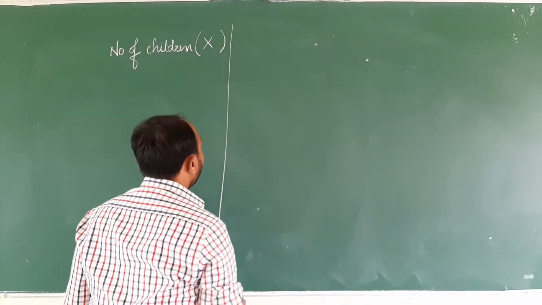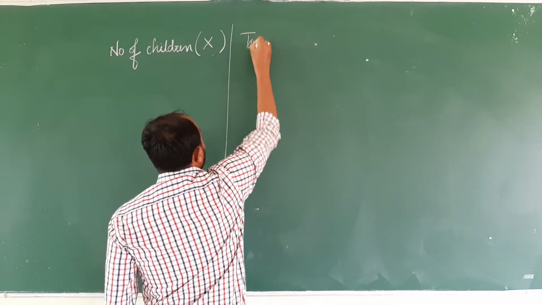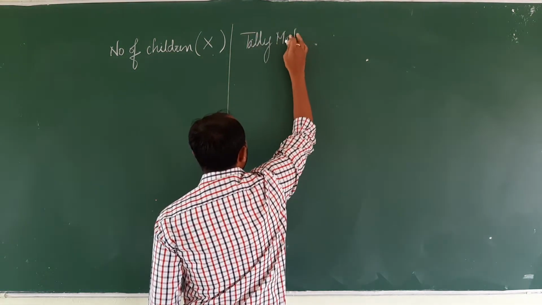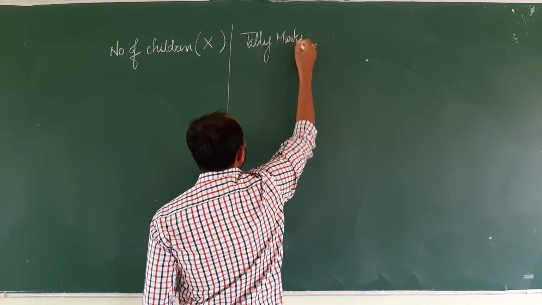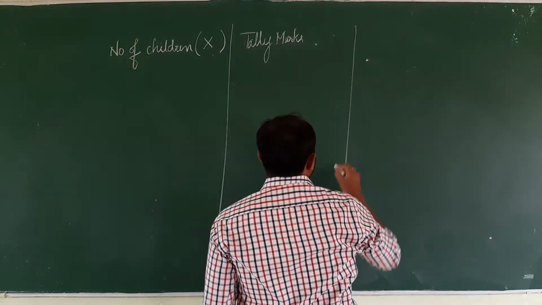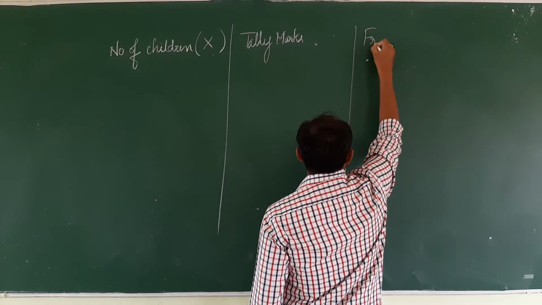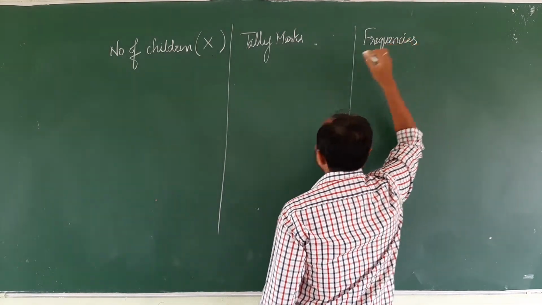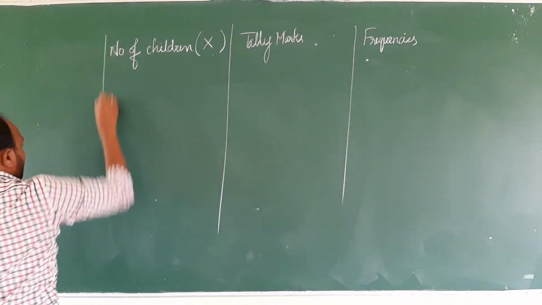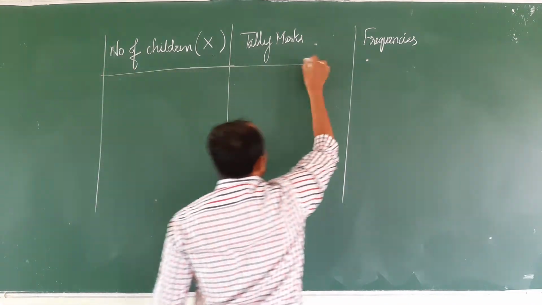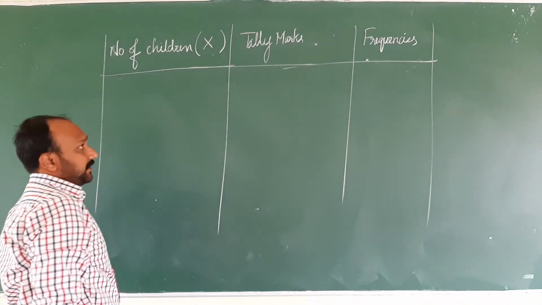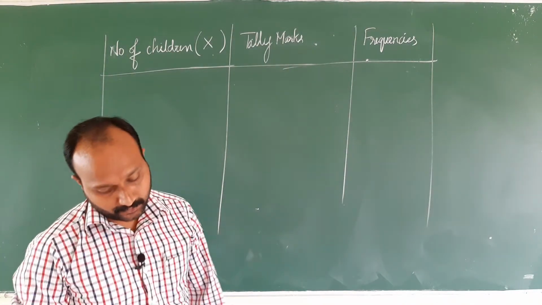The next column indicates tally marks. What does it indicate? It indicates tally marks. Followed by that, the third column indicates frequencies. So these are the 3 columns required to represent a discrete frequency distribution.